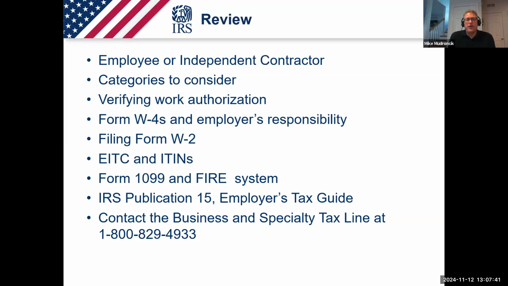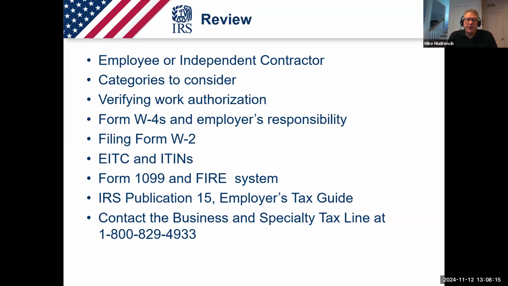We looked at the things you need to do to verify work authorization of an individual coming to you, wanting to work for you. The need to get from those individuals as employees the Form W-4. Also, your employer responsibilities with the W-4 and the W-2. The Earned Income Tax Credit. We briefly mentioned the ITINs. We talked about the electronic methods to file these information returns with the IRS and the Social Security Administration.